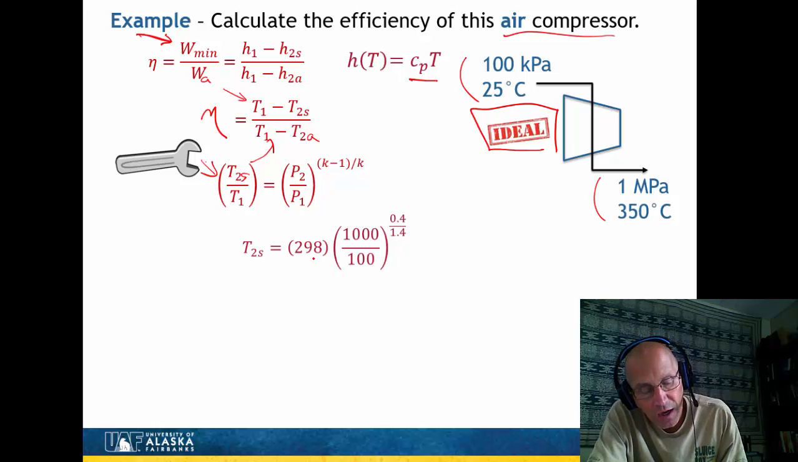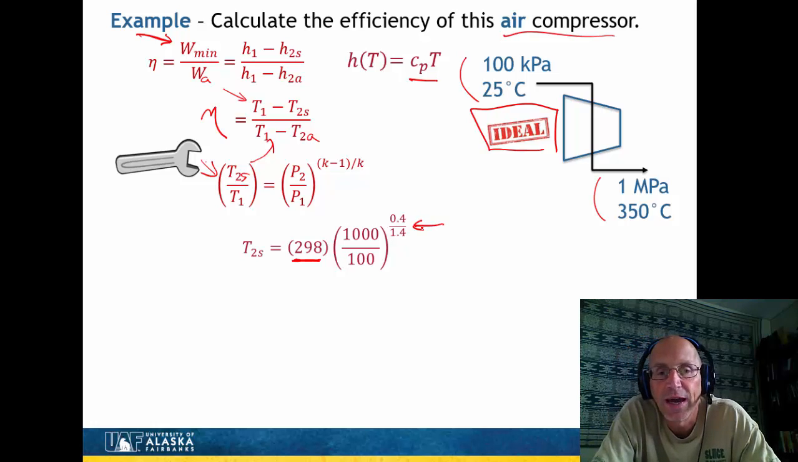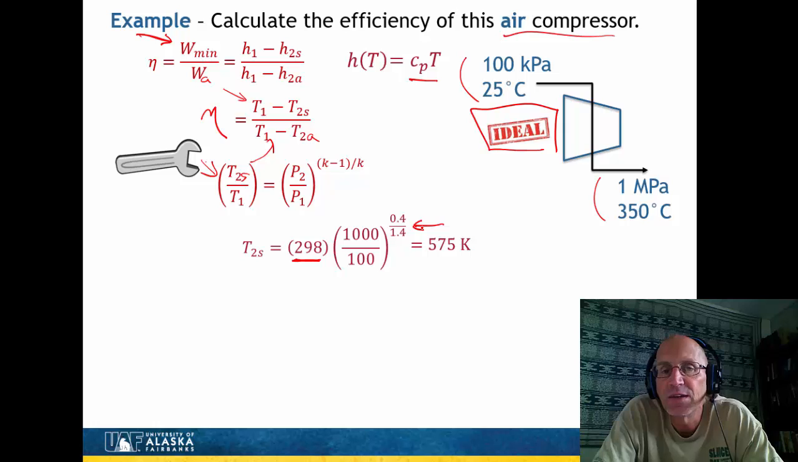I need to use absolute temperatures in this equation because this comes from the ideal gas law. So 298 is at 25 degrees Celsius. Here's my ratio of pressures, and that exponent is (k-1)/k. And I'm going to use 1.4 as an average value. This comes out to a T2S of 575 Kelvin.